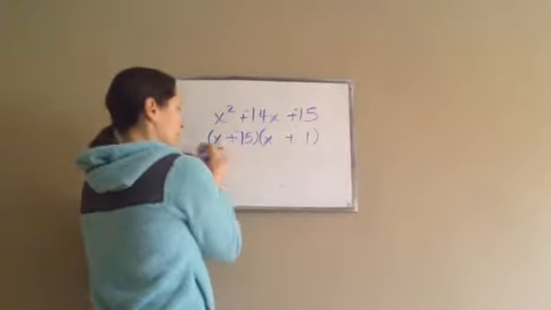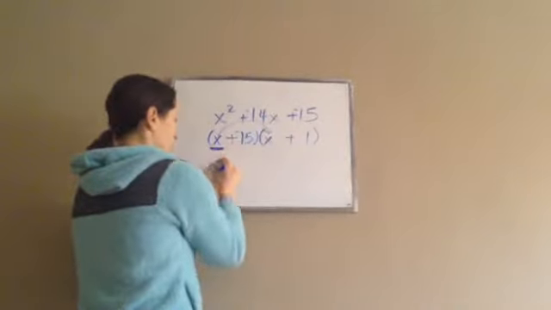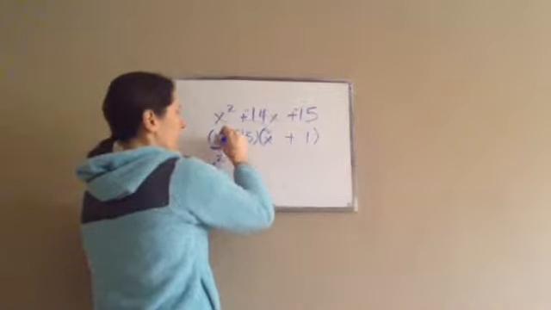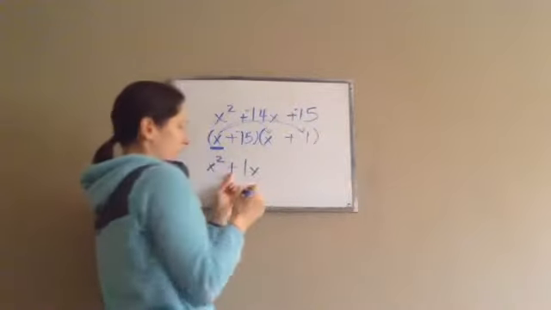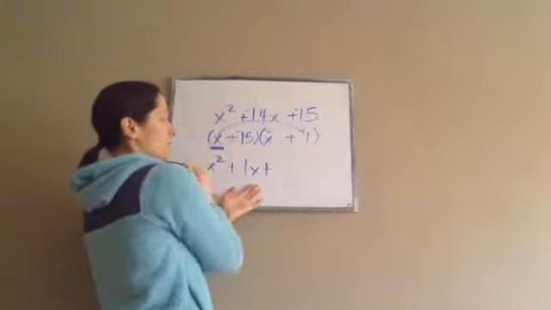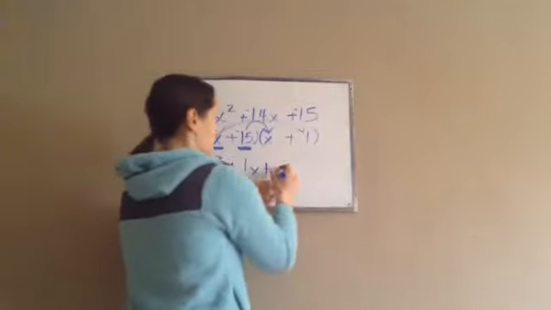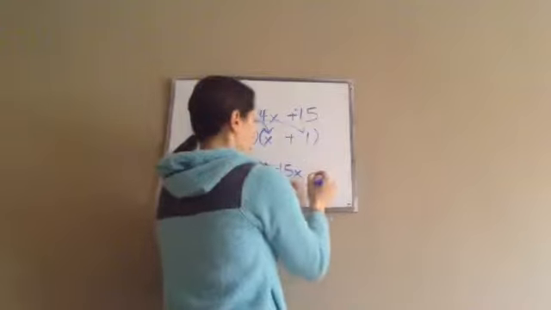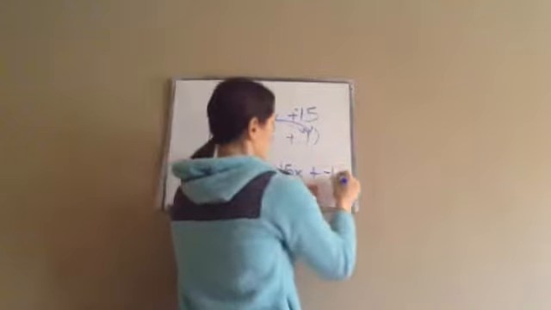We're going to start with the x, and multiply it by the first x, which gives you x squared, right? X times x is x squared. Now X times 1 is 1x, and everything is plus after this, okay? Now I'm done with this one. Now I'm going to do this one. Negative 15 times x gives me negative 15x, right? Plus, negative 15 times 1 is negative 15.